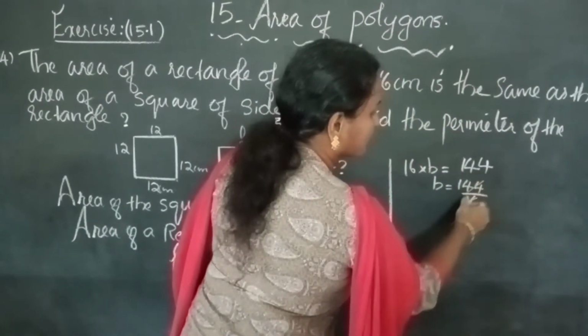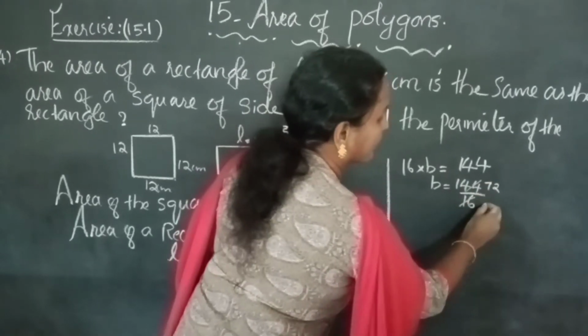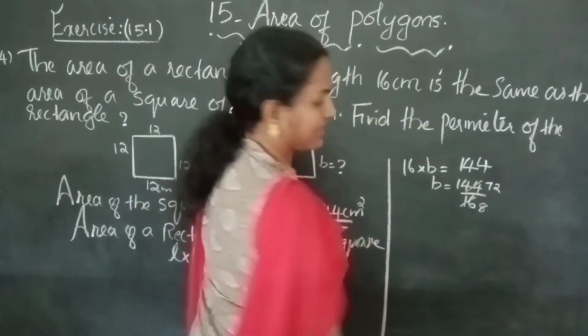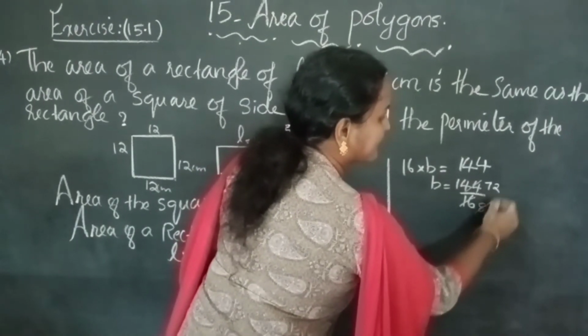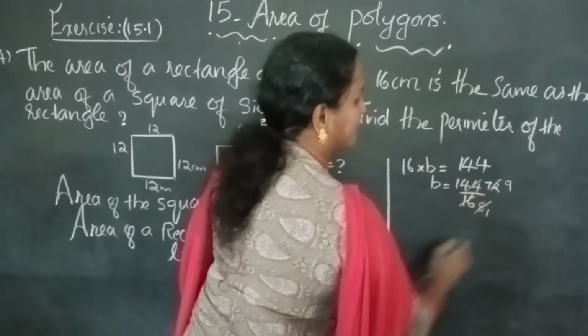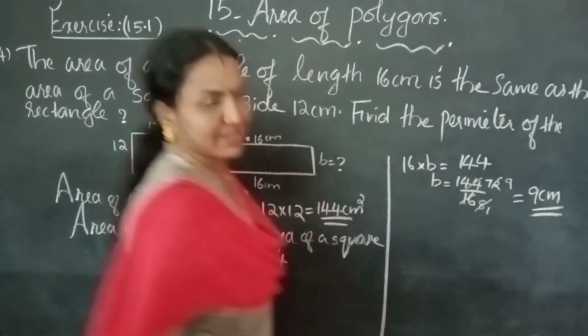Cancelling by 2. 7 2s are 14. 2 2s are 4. 8 2s are 16. Then cancelling by 8. 1 8 is 8. 9 8s are 72. So B is equal to 9 centimeter.